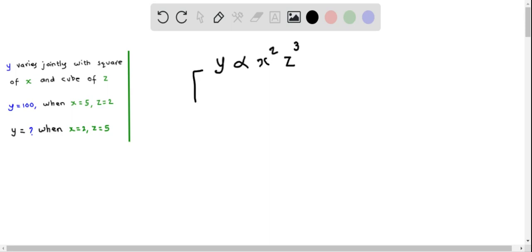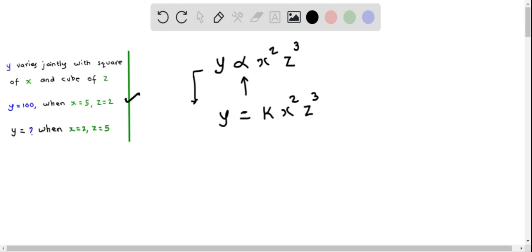Now to convert into this equation without this symbol of variation, we have to put this as equal, and when we introduce an equal sign, we have to introduce a constant k, which is a constant of proportionality. So y equals k times x squared and z cube. So this is basically the joint variation equation with k as a constant. Now we have to determine the k using the given information.